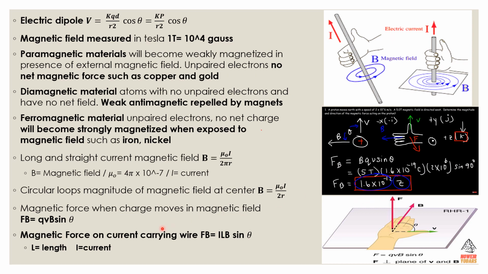And then you have the magnetic force on a current carrying wire. FB is equal to the current times length times the magnetic field times sin theta.